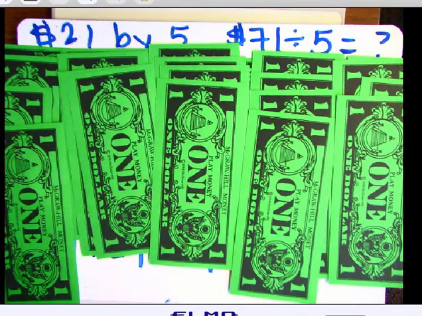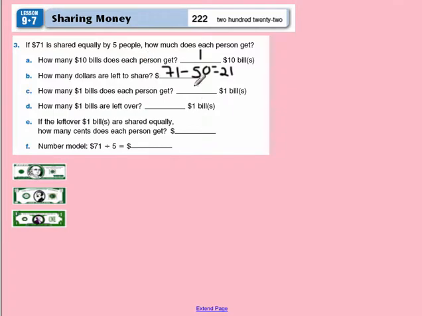But wait a minute, I still have 1 left over. So let's go back here. Each person now gets 4 $1 bills, and 4 times 5 is equal to 20. So we just gave away $20. So 21 minus 20 is equal to 1. So that means that I have 1 $1 bill left over.